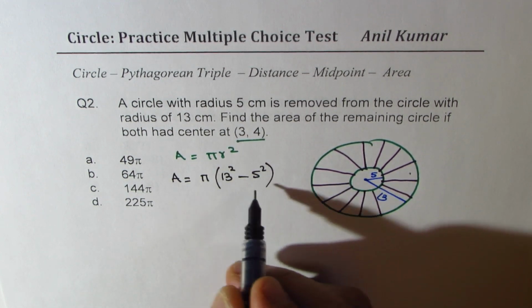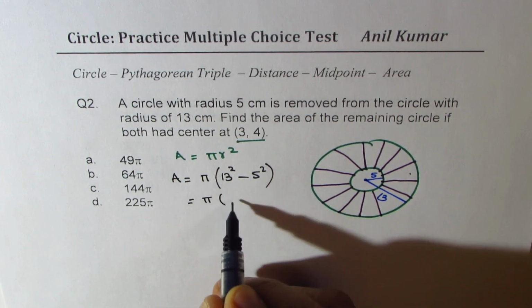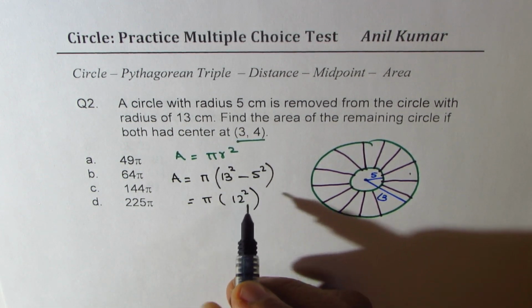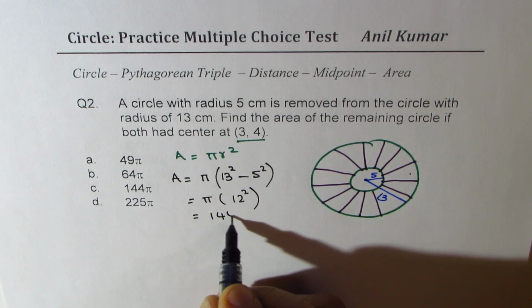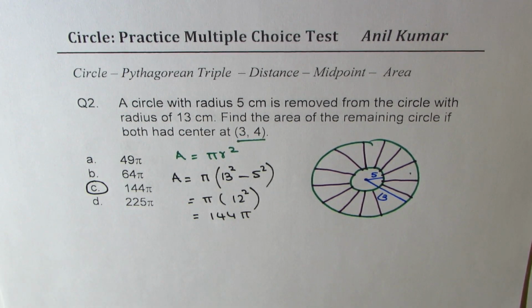correct? Now last time also we did this Pythagorean triple, you know it should be what? It should be 12 square, right? And that is 144 pi. So if you know your triples, you can very easily do it.